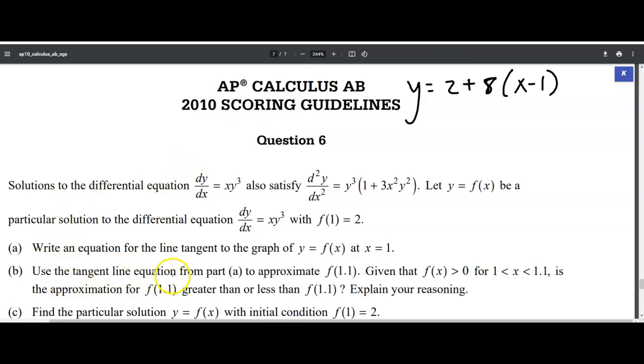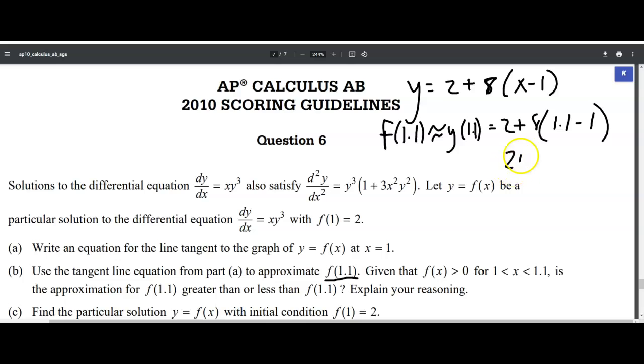So they said, use the tangent line equation from part A to estimate f of 1.1. So f of 1.1 is approximately equal to y of 1.1, which is equal to 2 plus 8 times 1.1 minus 1. Now we could leave it like that, but I think it'll be helpful for the rest of this to actually simplify it. So we have 1.1 minus 1 is 0.1. 0.1 times 8 is going to be 0.8, and 2 plus 0.8 is 2.8. And so there's the answer for the estimate.